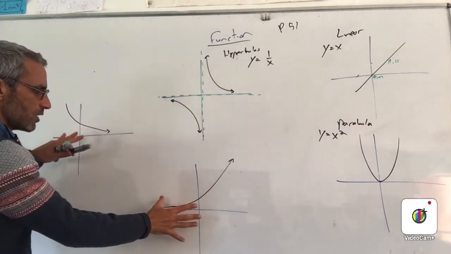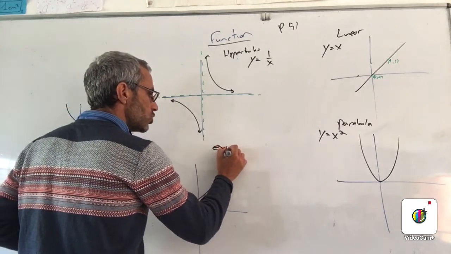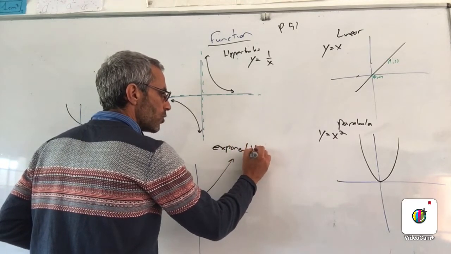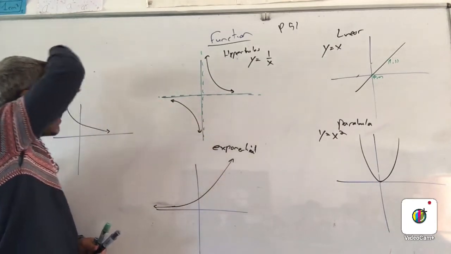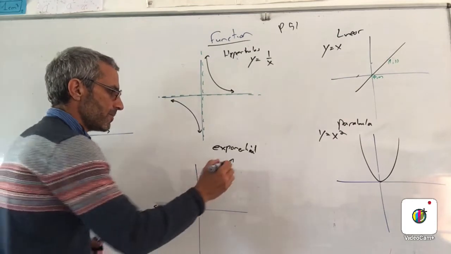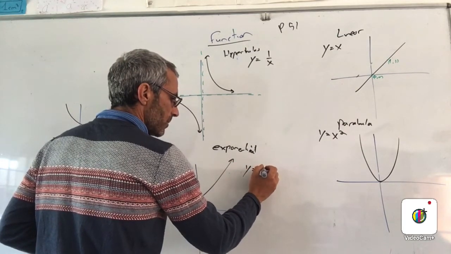What are these guys called? Do you remember? These are exponential. Well done. And we've got two of them. If you remember, I call them an airplane taking off and an airplane landing. And the mother function is y equals a to the power x.